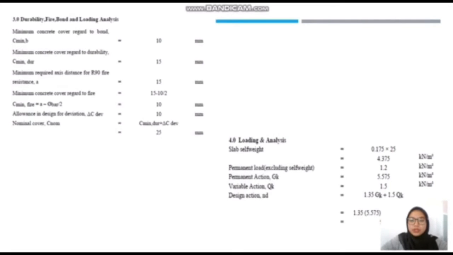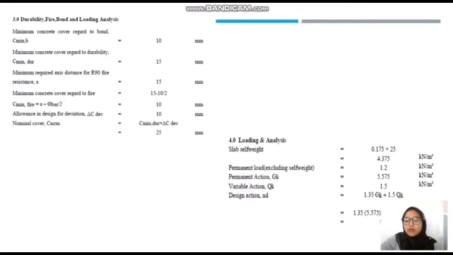Okay, next we need to calculate loading and analysis. So first is slab self weight. Slab self weight is 0.175, we multiply by concrete self weight, and then we get 4.375 kilonewton per meter square. Next we need to calculate permanent load. Okay, permanent load is 1.2, and then permanent action Gk we get based on slab self weight plus permanent load, so we get 5.575 kilonewton per meter square.